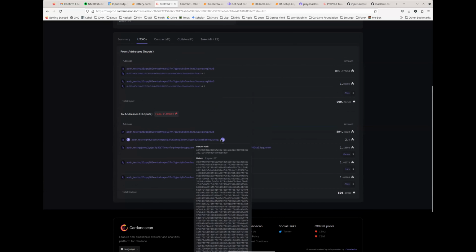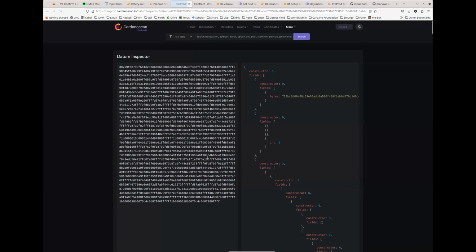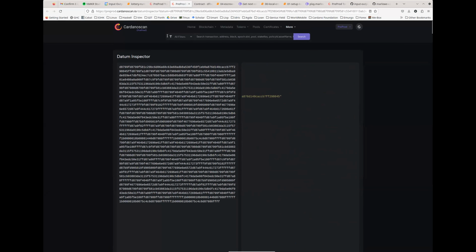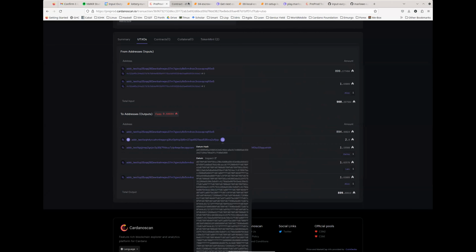But here's the datum. We can see this is now the datum attached to this UTXO. One can also click on inspect, and then one sees a JSON representation of the datum, but that's also not very enlightening, at least not to me. But somehow that represents the state of the contract. Okay, so that's basically from the point of view of normal Cardano.